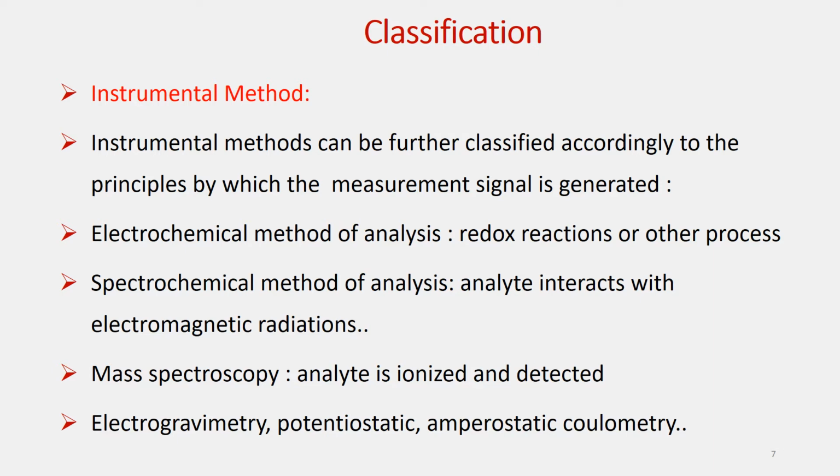Second is spectrochemical methods of analysis. Spectro means the interaction of the source with the matter. So here the electromagnetic radiation interacts with the analyte. Then we have mass spectroscopy. In mass spectroscopy, the analyte is ionized. The sample is converted from one form to ionized form, and then from the ions, the concentration of the sample is predicted.